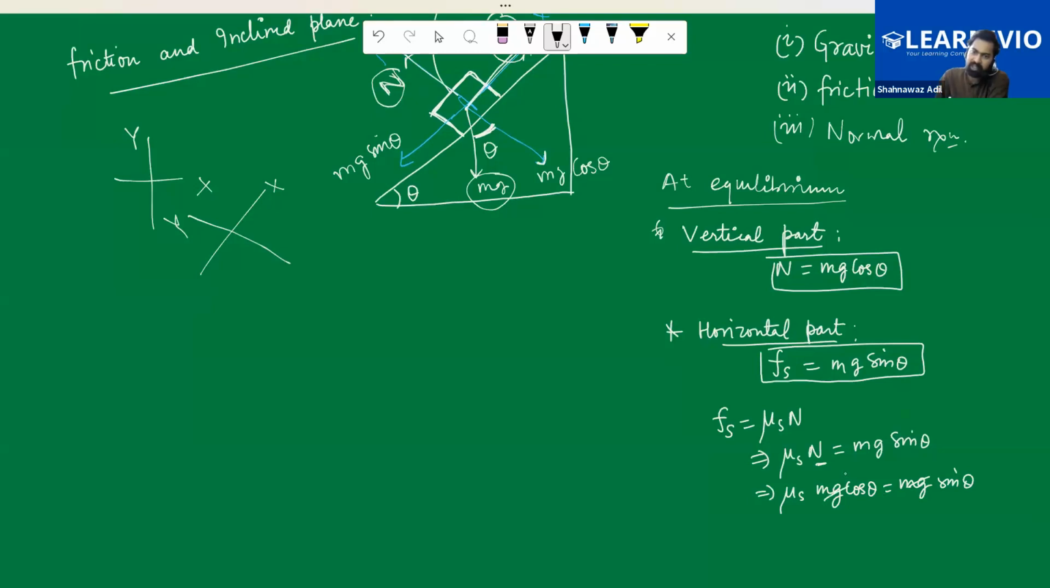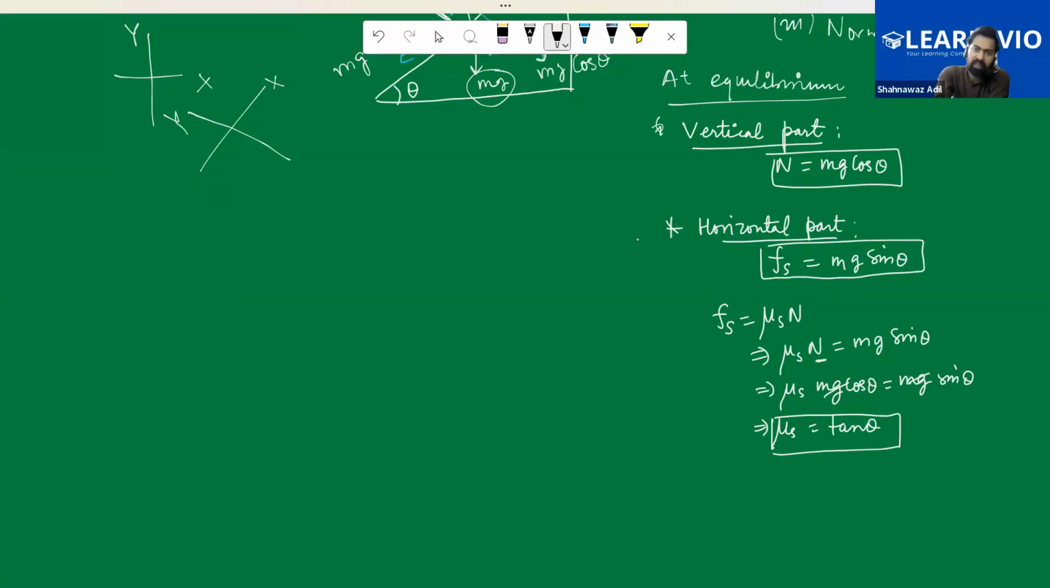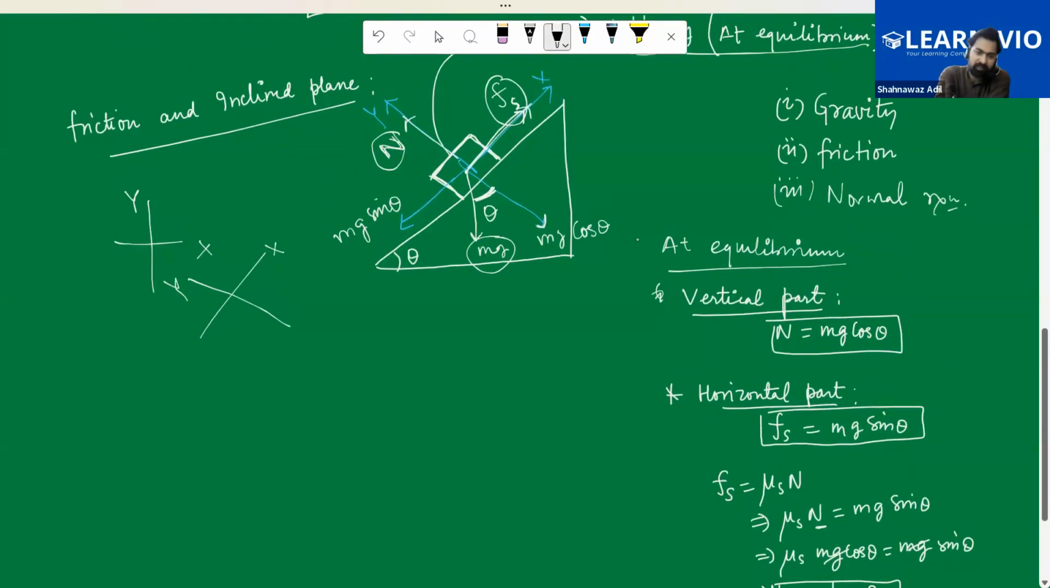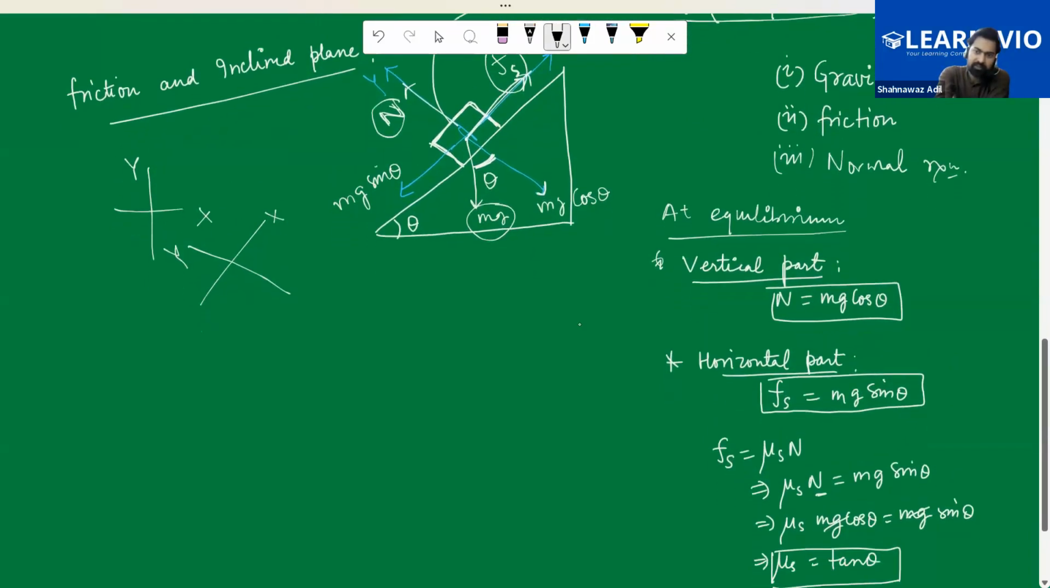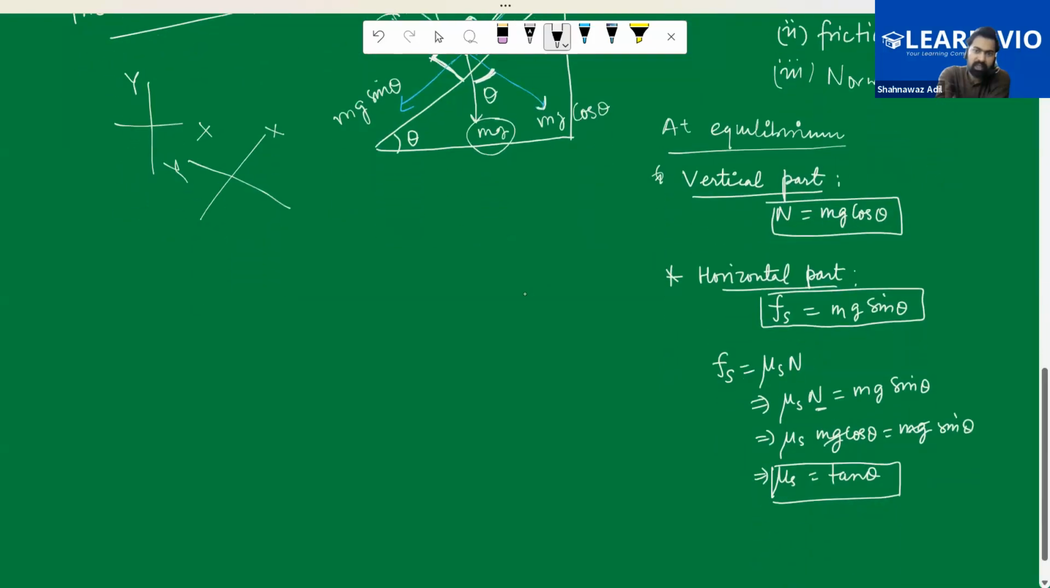So mg and mg cancel, and mu s is simply tan theta. So that is the coefficient of static friction on the inclined plane when the block is not moving. So this is how we calculate this. Is this part clear, guys? Is this part clear? Okay, so if it is clear, then let's move on to the other part.